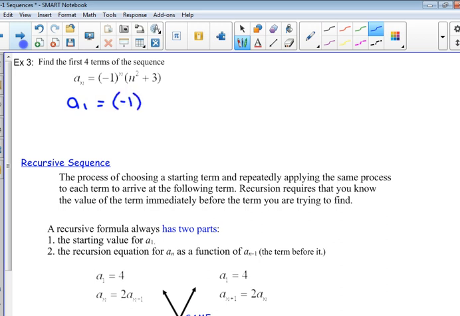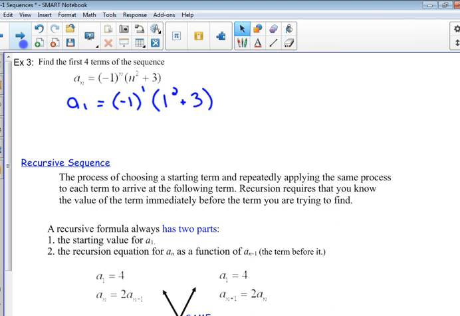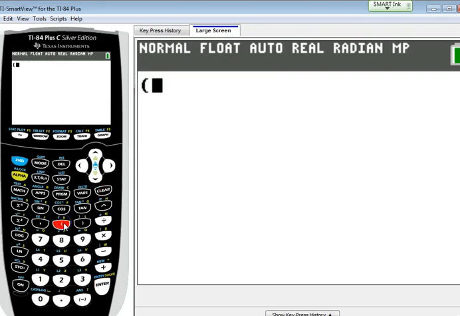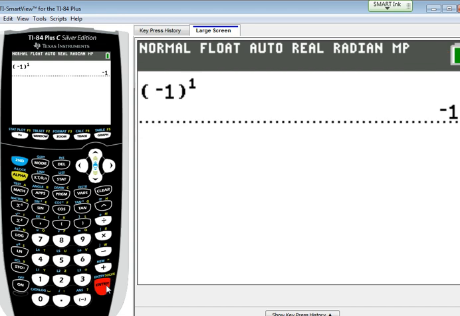Just make sure you guys are really careful with your parentheses. Now, a calculator might be a little dangerous here. So if we take -1 to the first power, this is where you really want to make sure you're using parentheses around that negative 1. So make sure you put them in. -1 to the first power is going to still be -1.